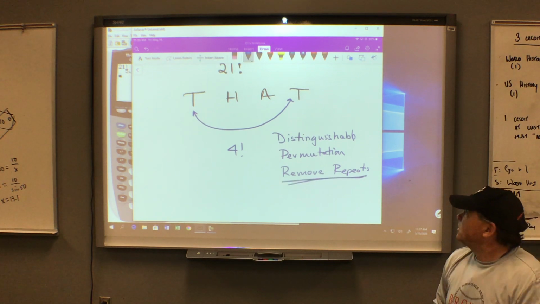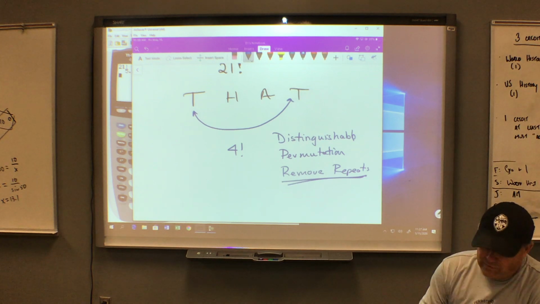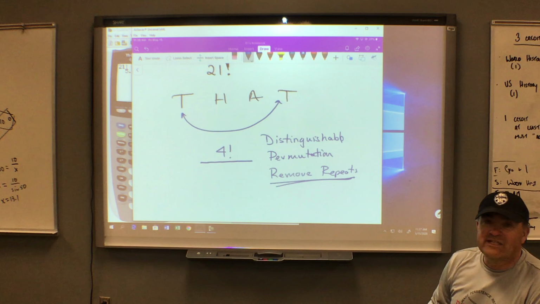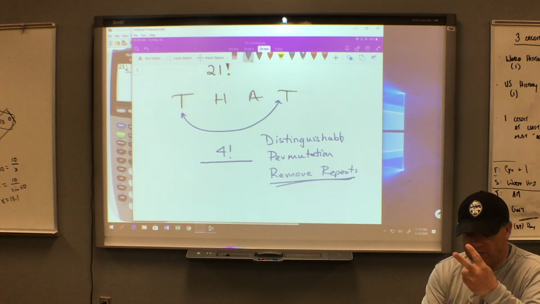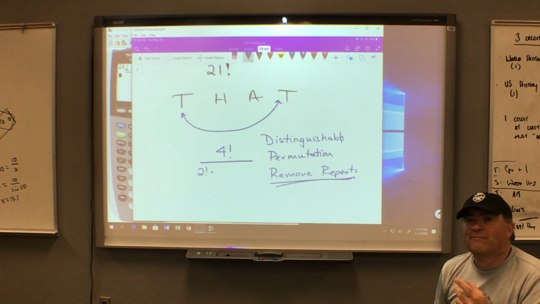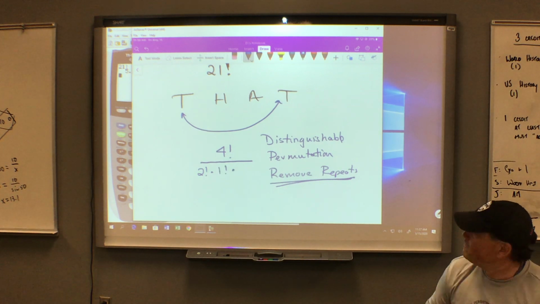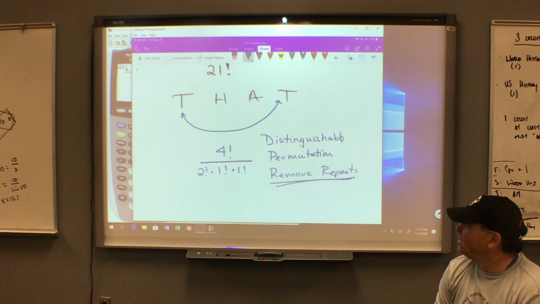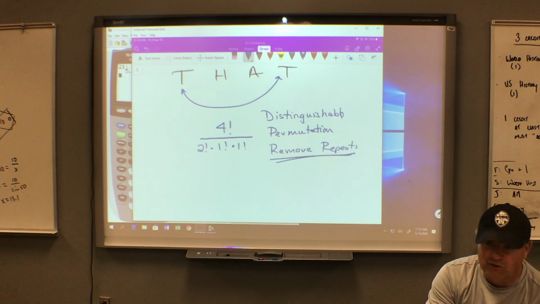Okay, so we're looking to remove the things that repeat themselves. Well, the way we do that is we divide out, and we're going to take each letter. So let's take T. How many times does T appear? Well, twice. So we're going to divide that out by 2 factorial times, how many times does H appear? Only once, so 1 factorial. How many times does A exist? Once, 1 factorial. So now we're looking at 24, because that's 4 factorial.